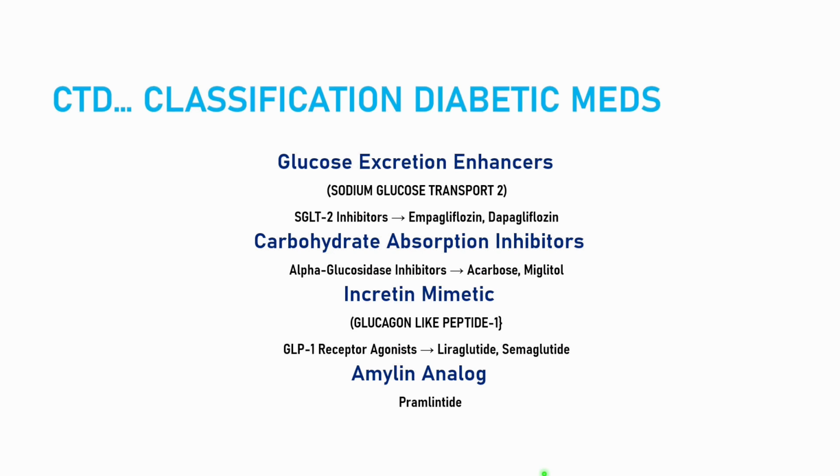Next one is amylin analog. This one also is rarely used and not preferred, so I won't be talking further about it. The brand name is Symlin. They are expensive, about $1,000, but compared to the money we are spending, it doesn't have much benefit.